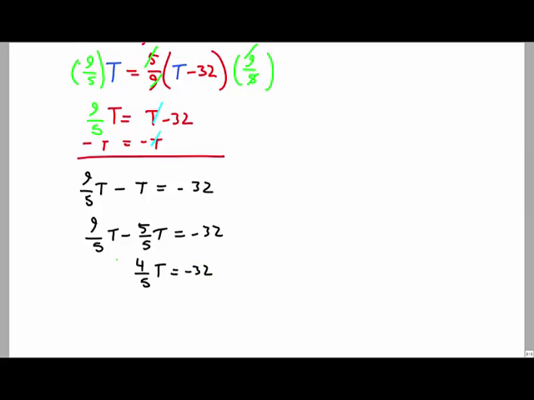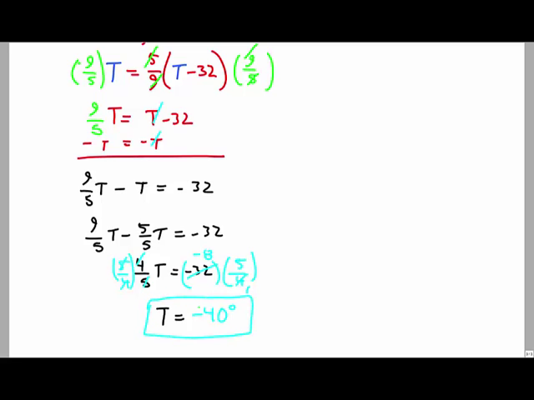clear that fraction again. Now there's a lot of different ways we could have done this, so if you had a different approach, that's great, but we'll end up with the same answer in the end either way. The 5's and the 4's cancel, so I'm left with T equal, let's see what we have here. 4 goes into negative 32, negative 8 times 5 is negative 40. So our answer here is negative 40 degrees.